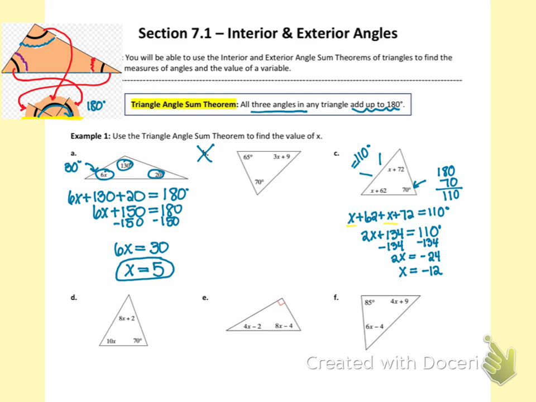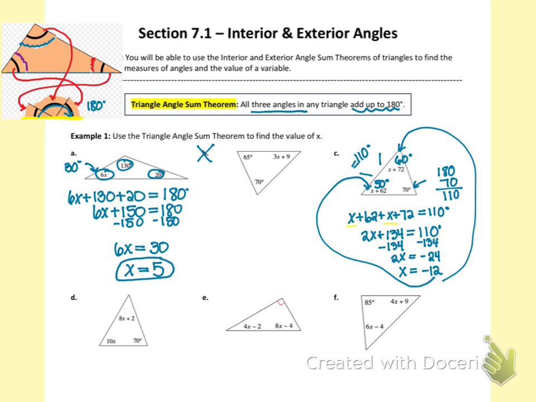If I take negative 12 and I substitute back in, that's going to make this angle negative 12 plus 62, which is 50 degrees. And it's going to make this one negative 12 plus 72, which is 60 degrees. And now that makes sense because 60 and 50 and 70 add up to 180 degrees.